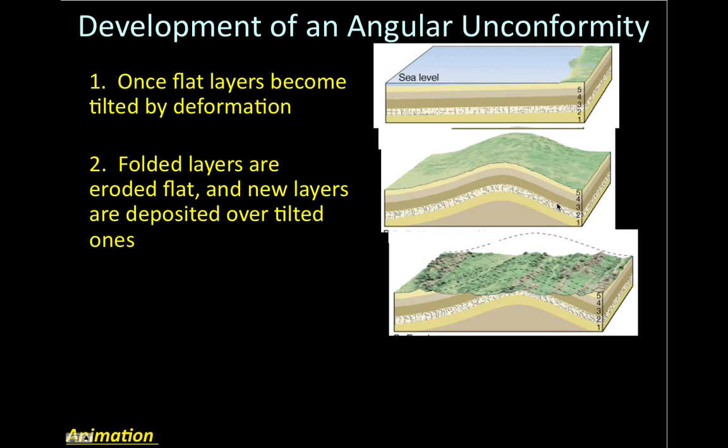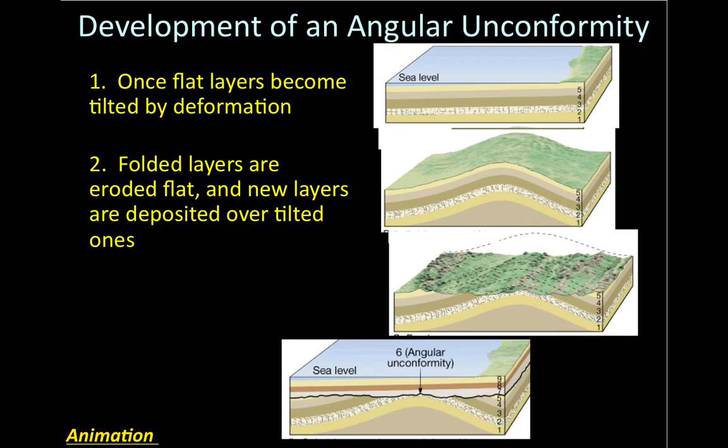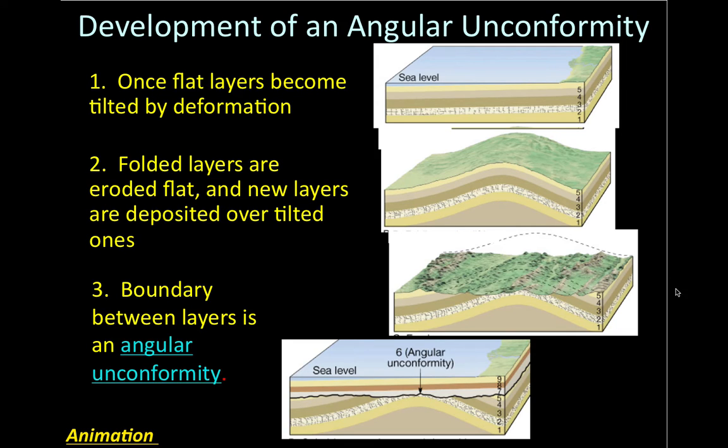That's where the unconformity is. That's where the erosion has happened, and that's where the erosional surface has been formed. And then the last step, we have new flat layers deposited on top of these tilted layers below. And I have an animation here which also shows that.